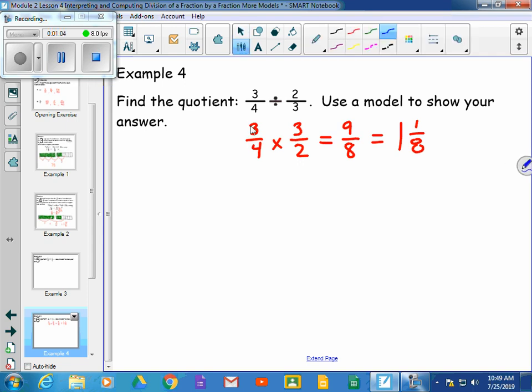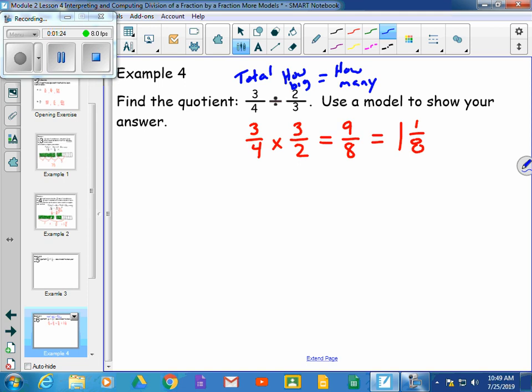Now, to model this, remember my first number always represents my total. My second number is always going to represent how big the groups are going to be. And our answer is going to be how many of those groups did we make.